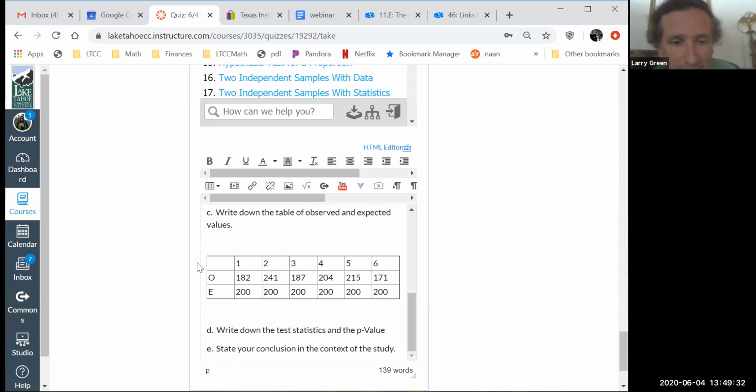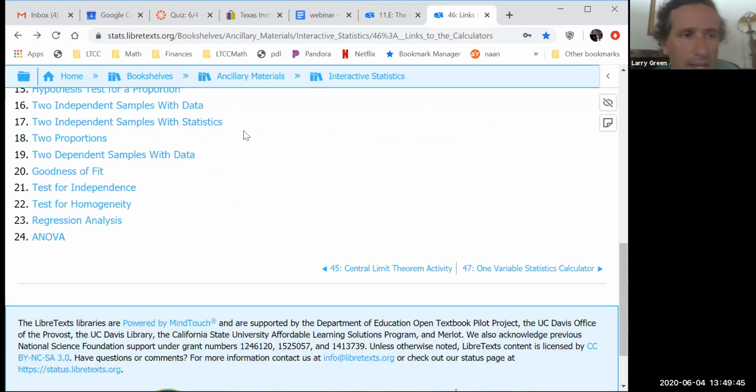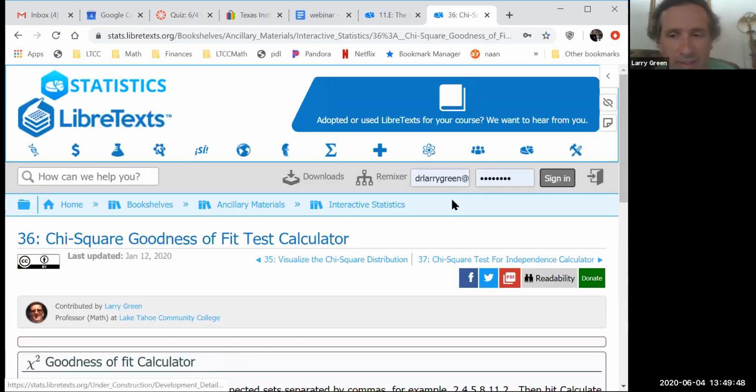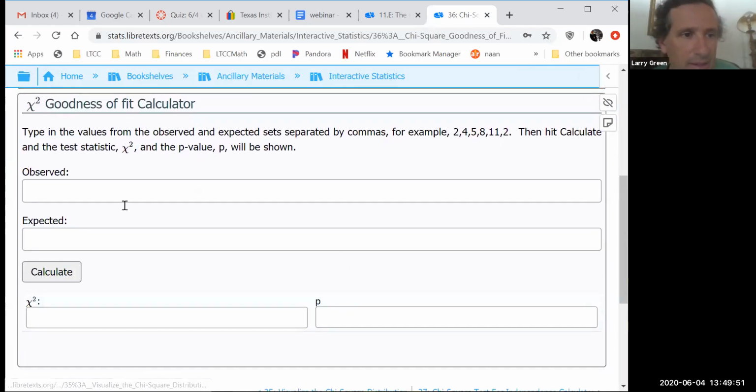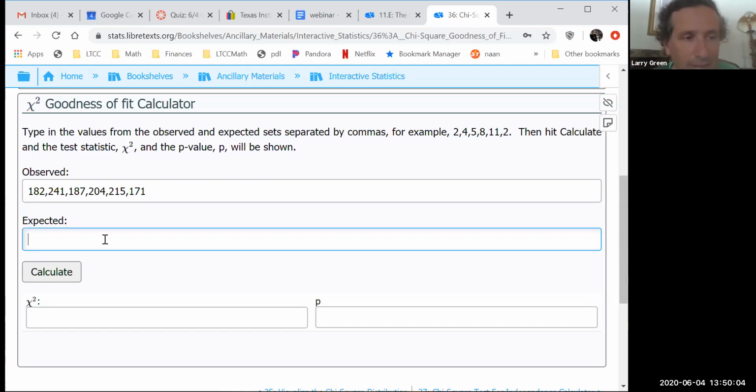Okay, so the next part, write down the test statistic and p-value. Again, I don't want to retype all these numbers, and I think I can get away with it. We'll see. I'm going to copy that. I'm going to use goodness of fit again. Still goodness of fit. It's all we've got today. And there's the observed, but we need to put some commas in. And the expected. 2, 4, 5, one more. Okay, any questions on the observed and the expected?